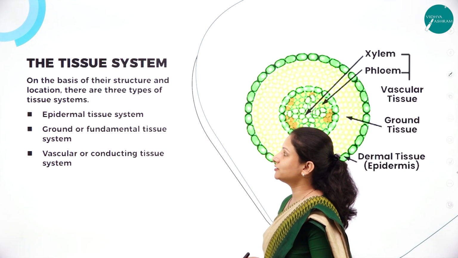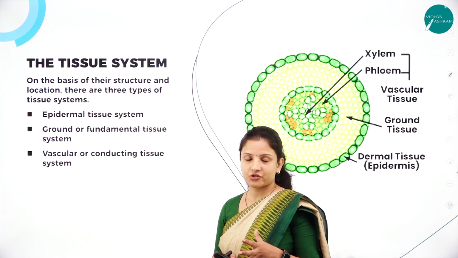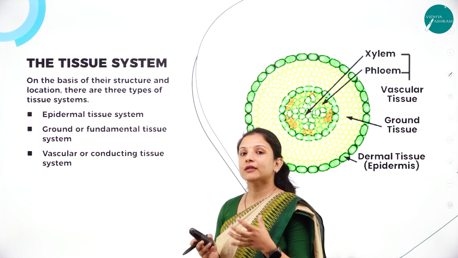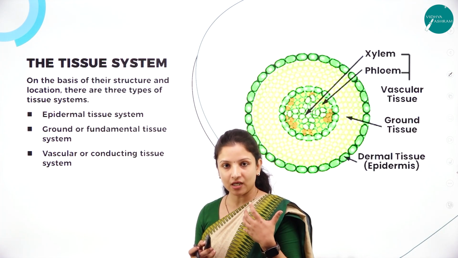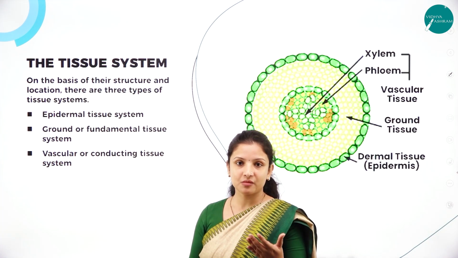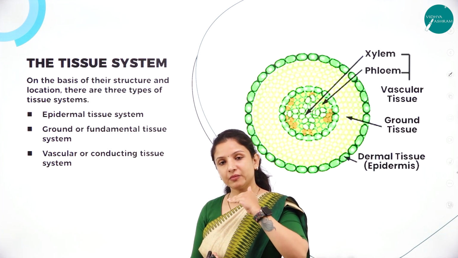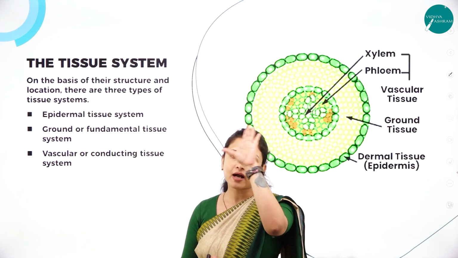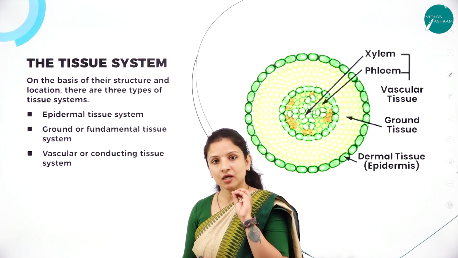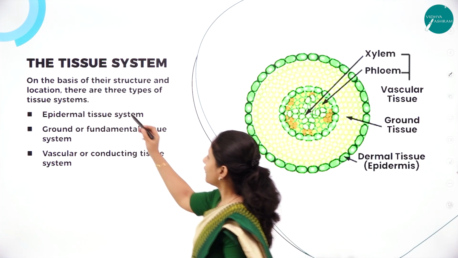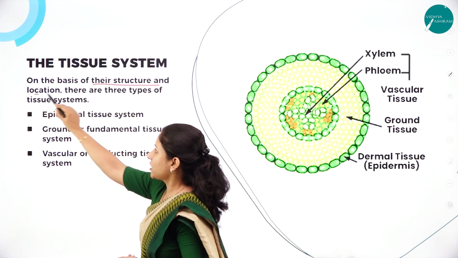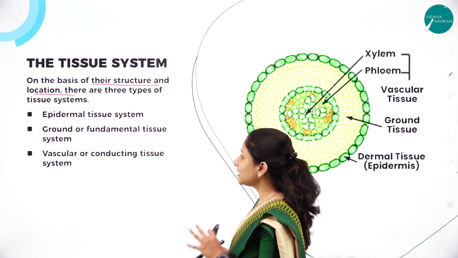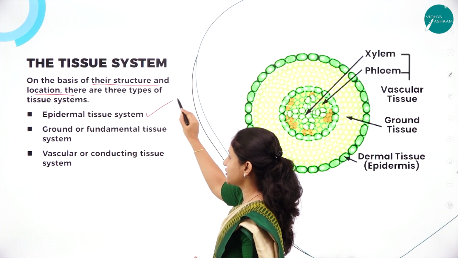So usually plants, on the basis of their structure and location of the cells that are there in them, the cells group together to perform a particular function. Say for example, the epidermal cells. The epidermal cells usually will be present on the outer surface of the plant, so that the entire plant will get covered and protected. Therefore, on the basis of the structure and location, the tissue system in plants is divided into three main types. One is the epidermal tissue system.